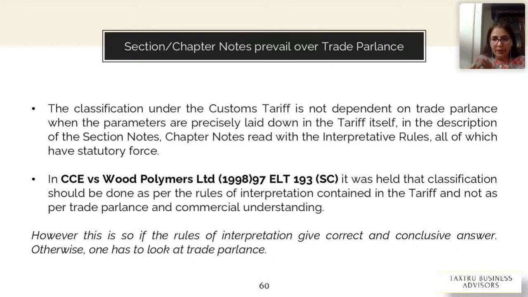In case there is no ambiguity, then they have to be applied. But in case there is still some kind of ambiguity, the better resort will always be the section or chapter notes themselves.